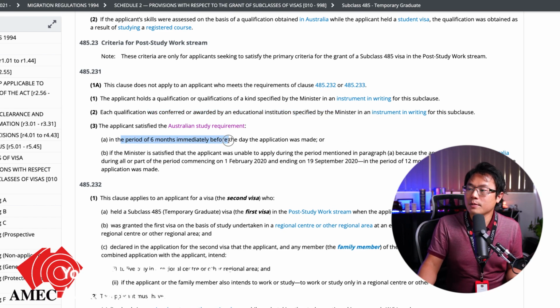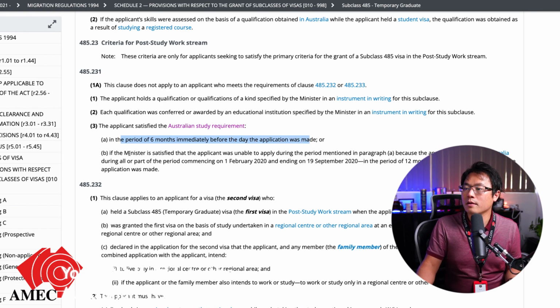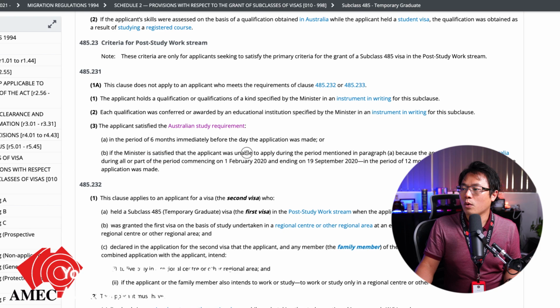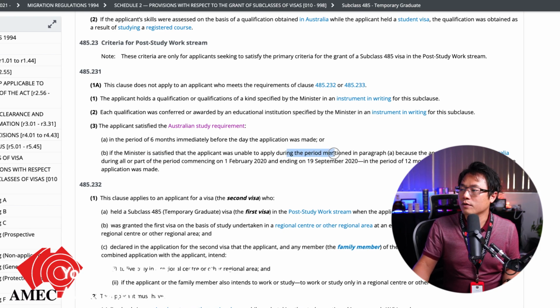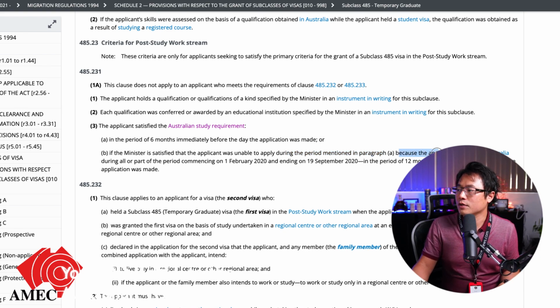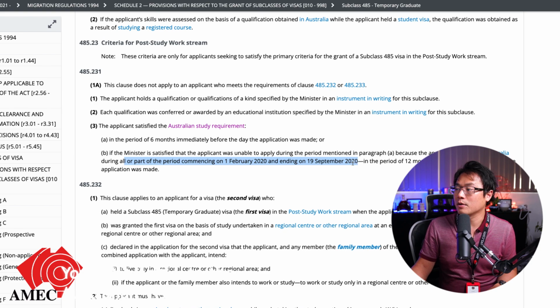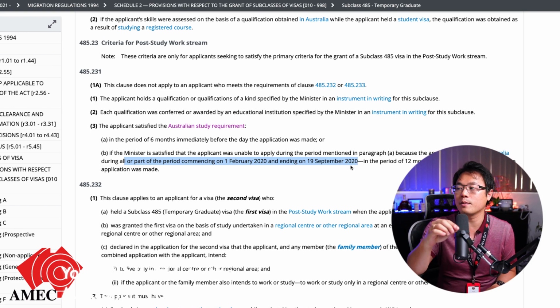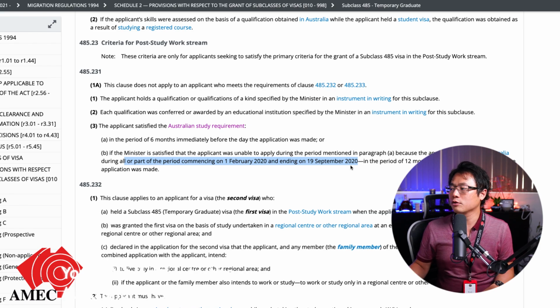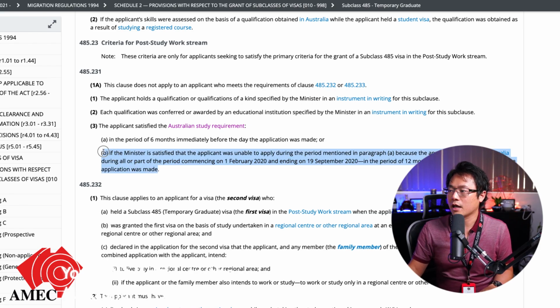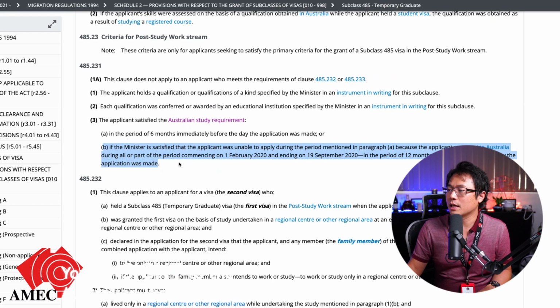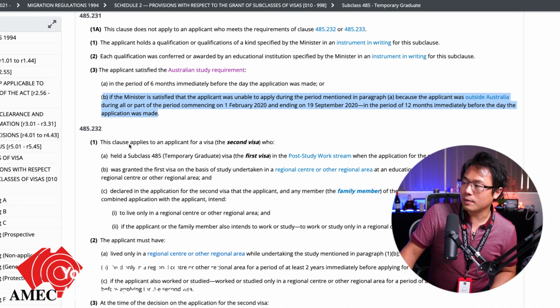In the period of 6 months immediately before the application was made, or the minister is satisfied that the applicant was unable to apply during the period of paragraph A, because they were outside Australia during a part of a period commencing on 1st Feb to 19th of September. Oh, so I was wrong. So the concession is between Feb and September, not November 2020. So while you're offshore, you still are able to lodge it, but it has to be done within that period of time.